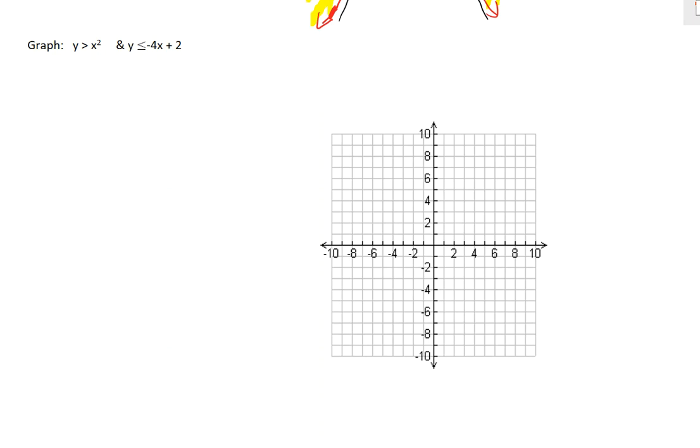And our last example for the day is graphing a system. Basically, you're graphing more than one graph on one coordinate plane together, and you're seeing where the overlap is. So we have a parabola, y is greater than x squared, and then we also have a linear line, y is less than or equal to negative 4x plus 2. Again, go ahead, pause the video, graph both of these, and then restart it to see if it matches up.